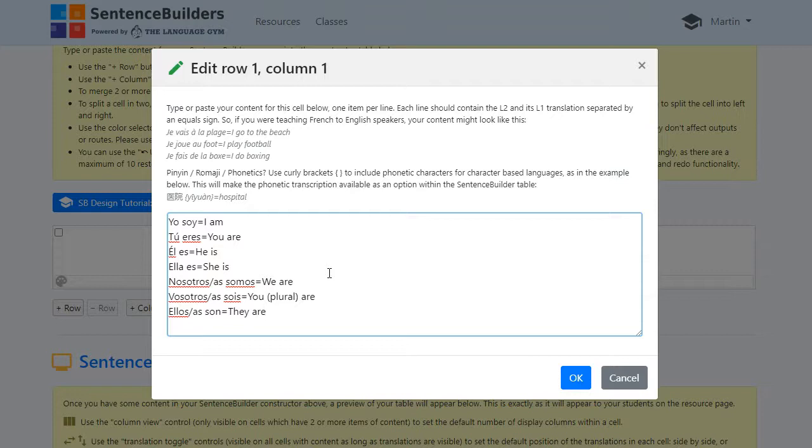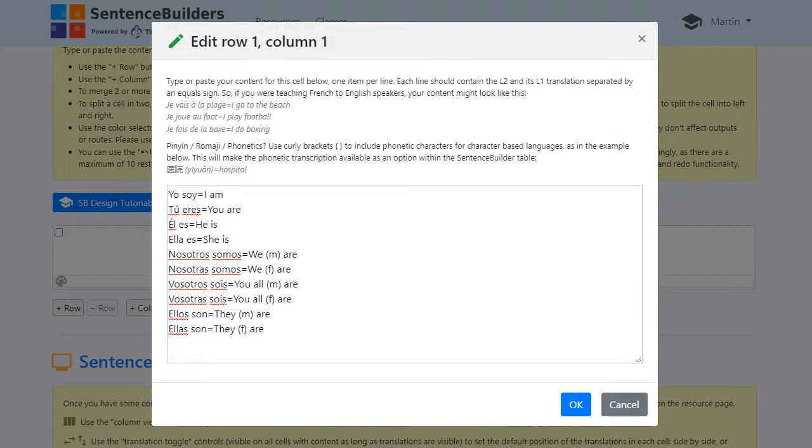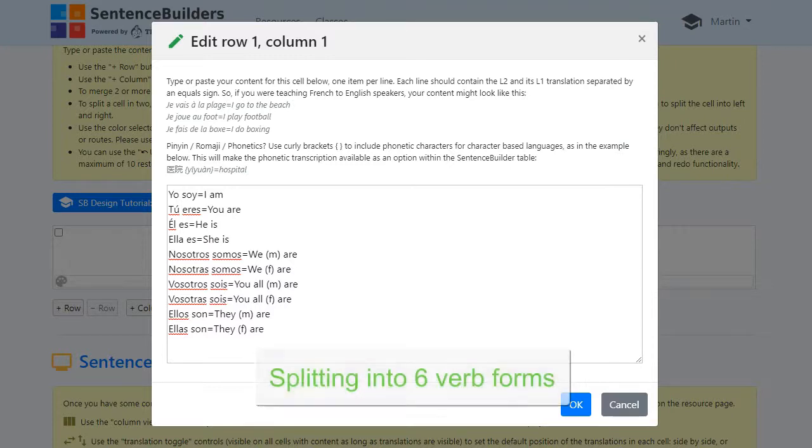What we want them to be able to do is to differentiate between the masculine form and the feminine form. So we're going to include a different form for each one. Okay, so now I've separated our different forms out into masculines and feminines, so now we have a separate entry for we masculine, we feminine, you all masculine and you all feminine, they masculine and they feminine.